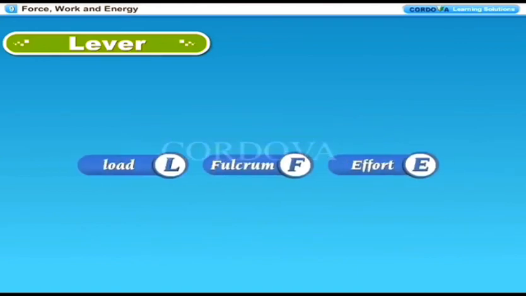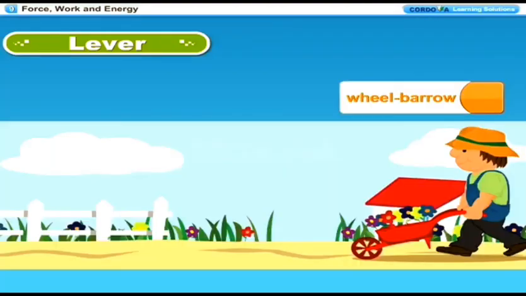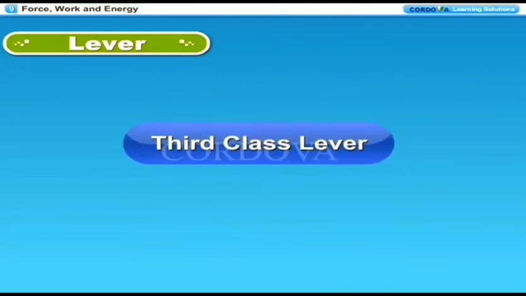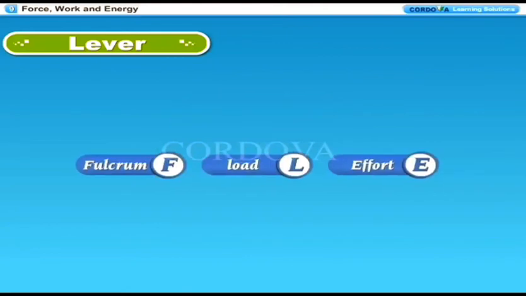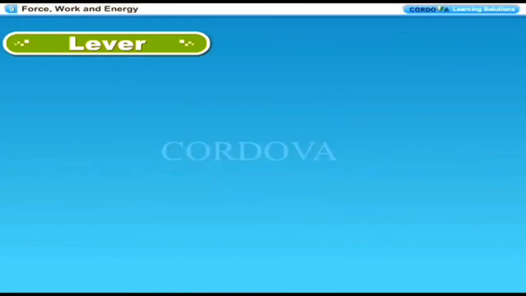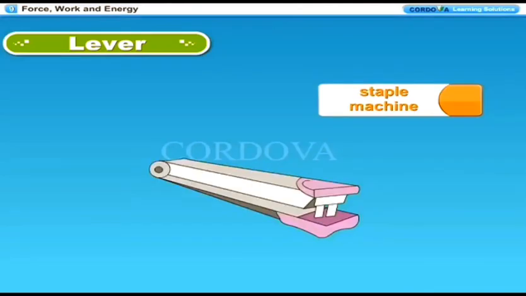Second class lever. In the second class levers, load, L, is in between the fulcrum and effort. Some examples of second class are wheelbarrow, nut cutter, bottle cap opener, etc. Third class lever. In third class levers, the effort, E, is in between the fulcrum and load. Some examples of third class levers are forceps, ice tongs, knife, staple machine, etc.